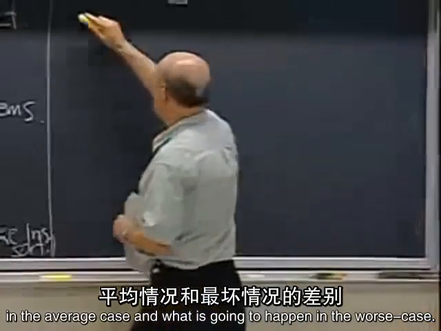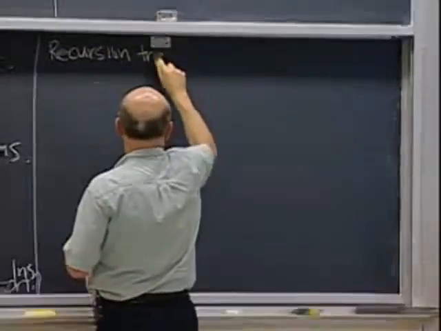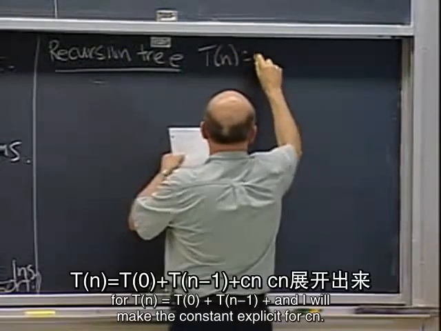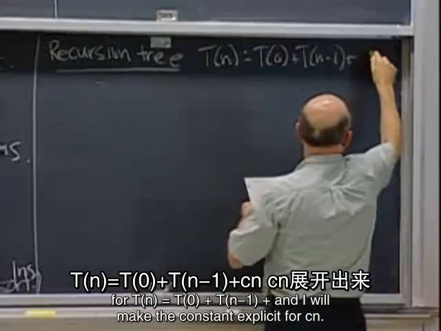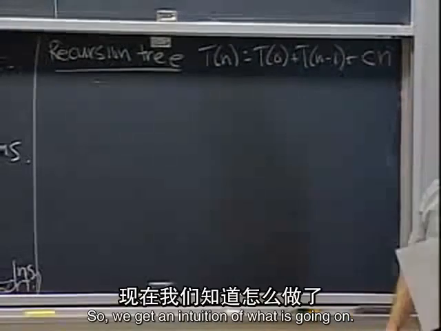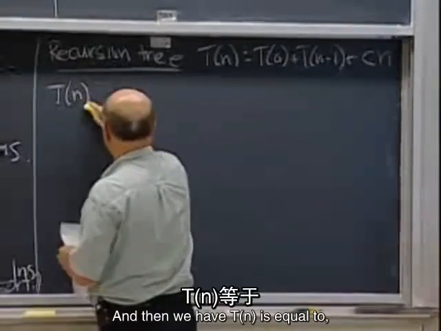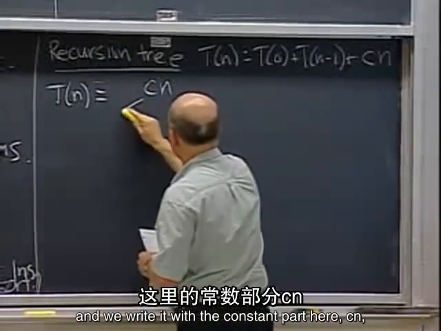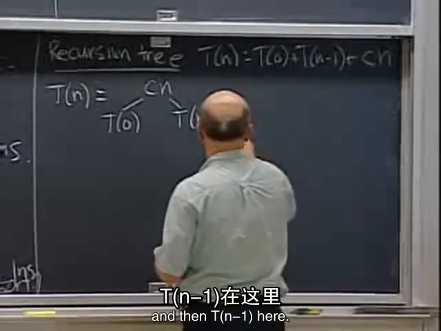the worst case. So let's draw a recursion tree for this. For T of n equals T of 0 plus T of n minus 1 plus, and I'll make the constant explicit, Cn. Okay, so we get an intuition of what's going on. So some constant times n. And then we have T of n is equal to, and we write it with the constant part here, Cn, and then T of 0 here, and T of n minus 1 here.